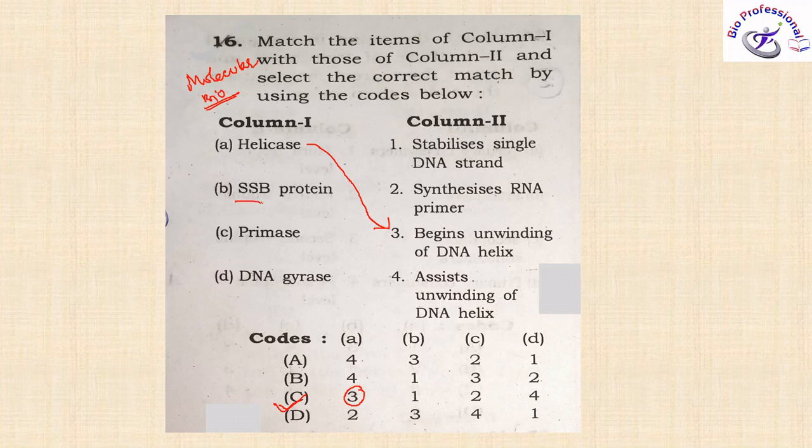So SSB, actually this is called single strand binding protein. It stabilizes single DNA strand. Next, primase synthesizes RNA primer. And DNA gyrase actually assists unwinding of the DNA helix. So option C is the correct.